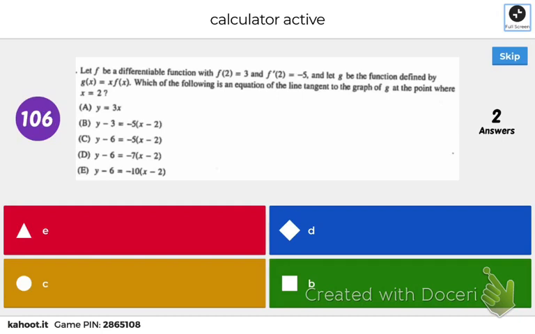Notice this is one of those ones where they're mixing up 2 different functions. There's an f function, there's a g function. It'd be a bad time to start calling everything f of x like we want to do sometimes. I want to know the equation of the tangent line for g at x equals 2.